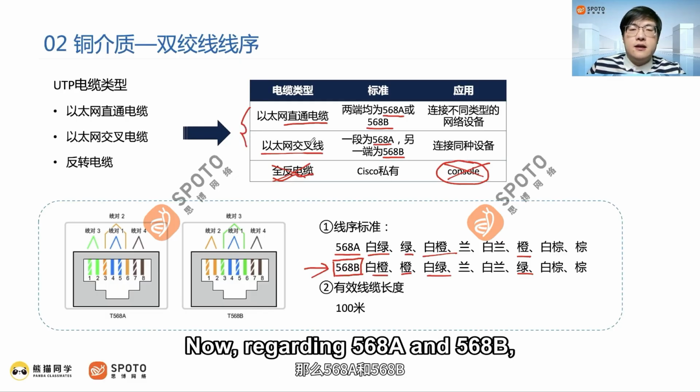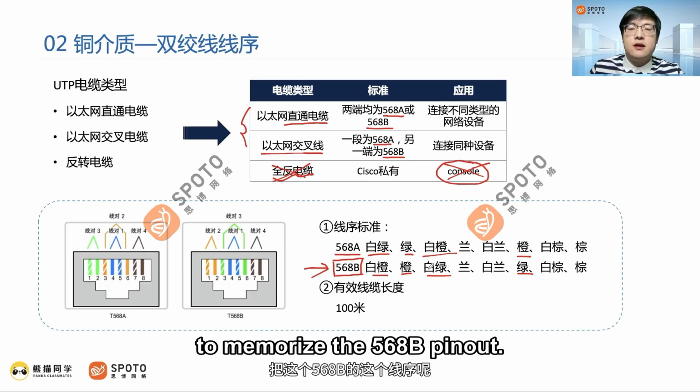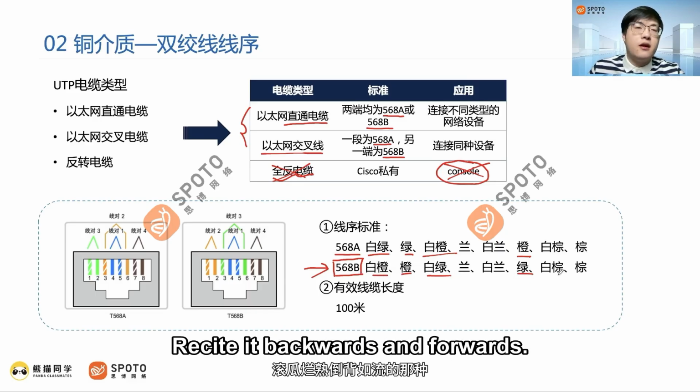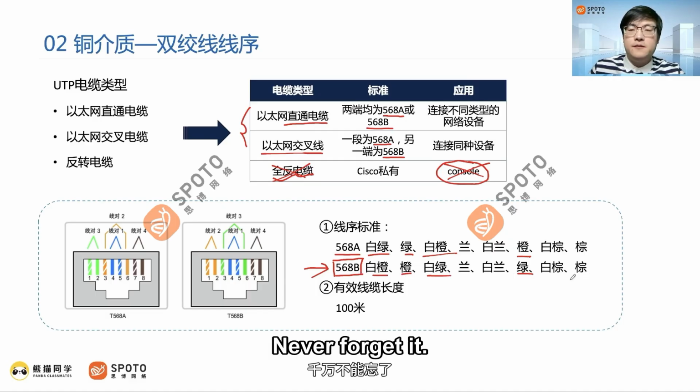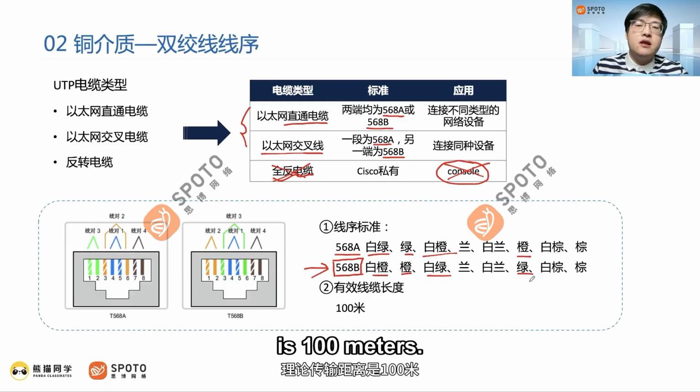Now, regarding 568A and 568B, spend some time after class to memorize the 568B pinout. You must memorize it thoroughly. Know it by heart. Recite it backwards and forwards. Never forget it. Okay, generally, the maximum theoretical transmission distance for a network cable is 100 meters.